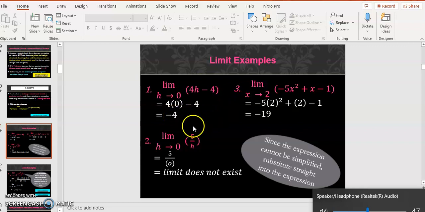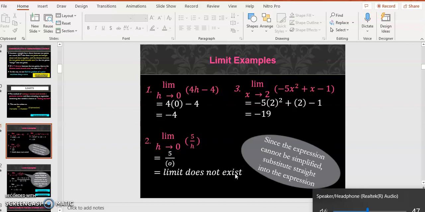Then let's look at question 2. We want to find the limit as h approaches 0 of this function 5 over h. How are you going to do that? So it's going to be 5 over 0 because h is 0. And you know we can't divide by 0. So the limit will not exist. So the limit does not exist. Okay.